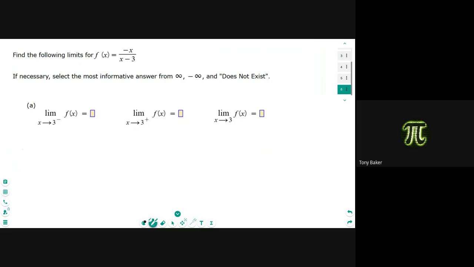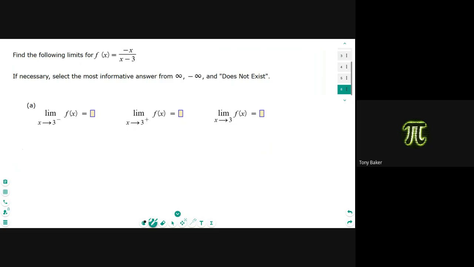I don't want you to graph it, which I know would have been the first thing you'd have thought to do. I want you to think about what's happening when you're plugging in the number. Okay. So let's look at 3. Okay, let's go from the left first.